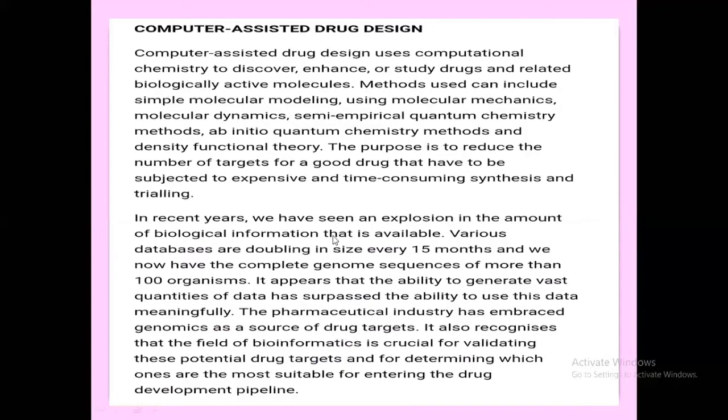So in recent years, we have seen an explosion in the amount of biological information that is available on net. Bioinformatics databases are available today. Various databases are doubling in size every 15 months, and we now have the complete genome sequences of more than 100 organisms available on the biological databases online now. It appears that the ability to generate vast quantities of data has surpassed the ability to use this data meaningfully. The pharmaceutical industry has embraced genomics as a source of drug targets.